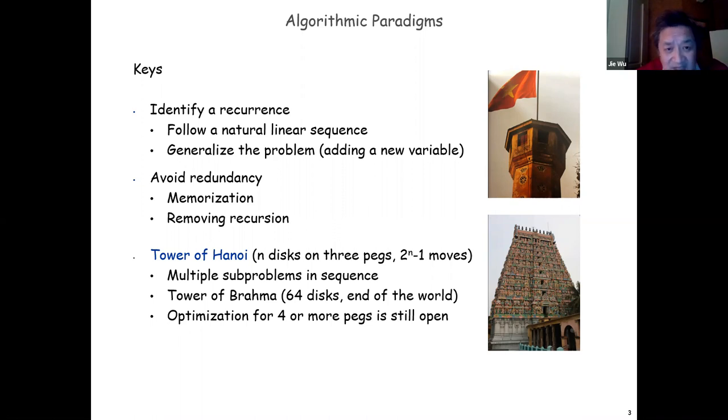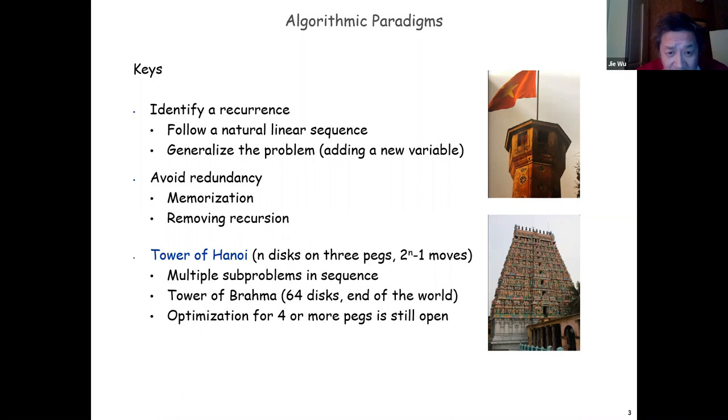The second part is more like a mature technique, how to avoid redundancy. The difficult part is the recurrence. Once you find the recurrence, you solve the problem. Okay, so let me give you an example. Probably you all know it, but I want to show you my personal experience with the Tower of Hanoi.